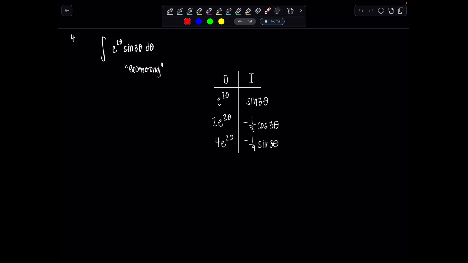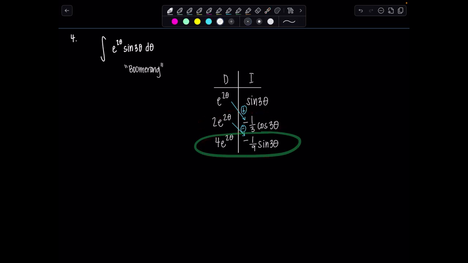So you take this diagonal product here. You take this diagonal product here. This one's going to be plus. This one's going to be minus. And then we're going to have plus this integral. Remember, normally it would be minus this integral. That's why it's plus this integral. So it switches as well.